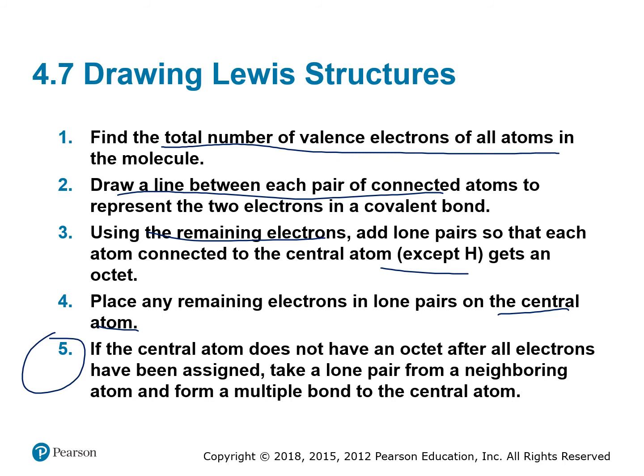So what happens if you run out of all your electrons in step 4 and you have nothing left to give to the central atom, and your central atom doesn't have an octet of 8 yet? When you reach that situation, you borrow a lone pair of electrons from a neighboring atom, and that will result in a multiple bond, which could be a double bond or a triple bond. Let's do some examples to see how this works.